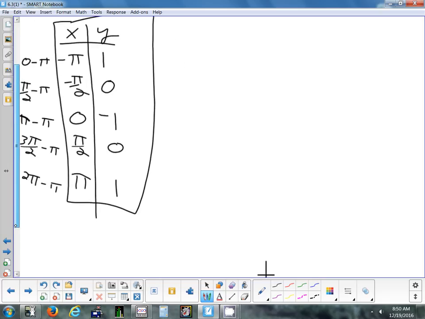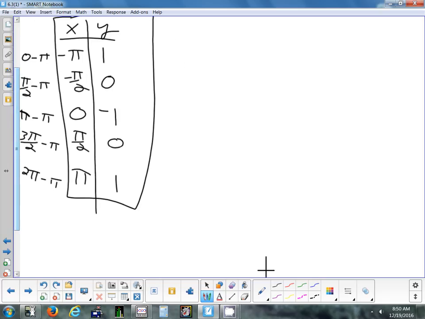Questions on the table? Okay, so make sure on the homework tonight that you show that table. If all you show is the final graph, you'll get half credit. I got to see that table, and that's what I'm going to really look for on the test. Table's worth 10 points.